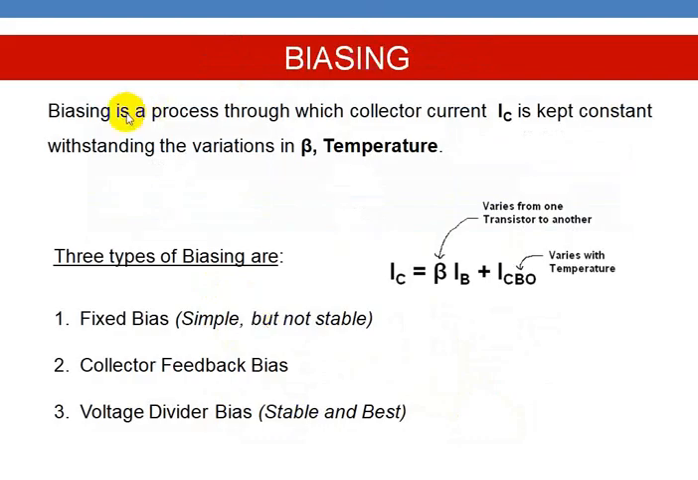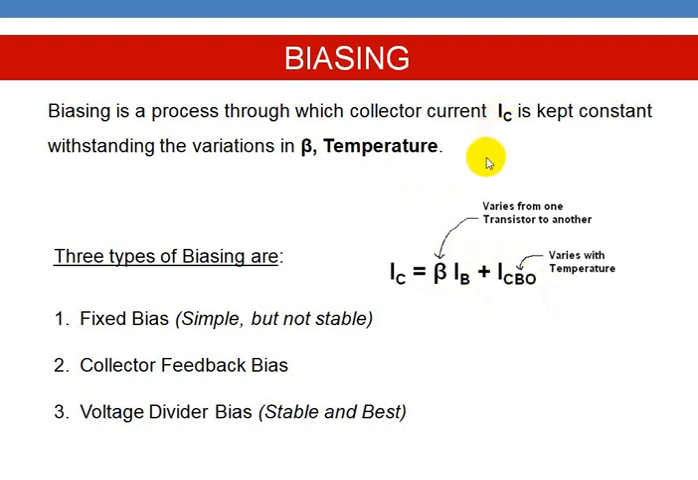Then coming to biasing: biasing is the process through which collector current IC is kept constant, withstanding the variation in beta and temperature. So the collector current is given by this formula, beta times IB plus ICBO, the collector to base current with the base terminal open. Beta depends on temperature, it varies with temperature. Also this parameter ICBO varies with temperature. So because of this variation in beta and ICBO, the collector current is likely to vary.